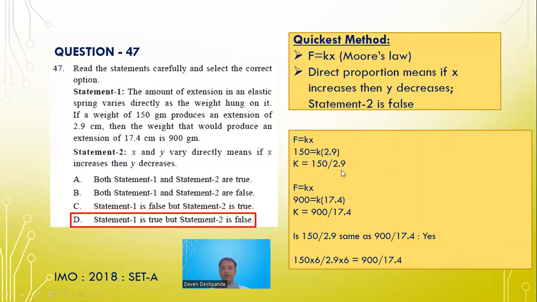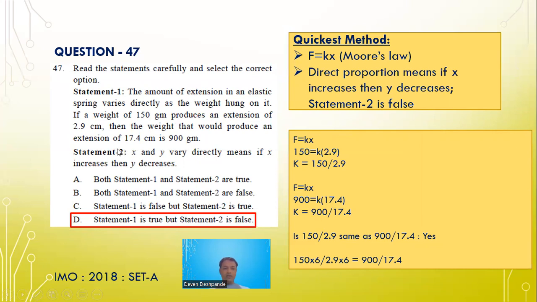K is 150 upon 2.9. Now let's see, F is equal to K into X. So what is the weight now? 900. And what is the extension? 17.4. So what will be the K? K is 900 upon 17.4, which is the same as 150 upon 2.9. Yes, isn't it? Because if you multiply this by 6, 150 into 6 is 900 and 2.9 multiplied by 6 is 17.4. So statement 1 is true.